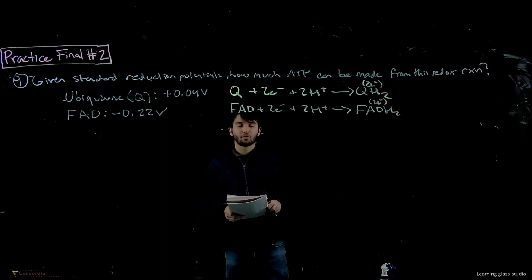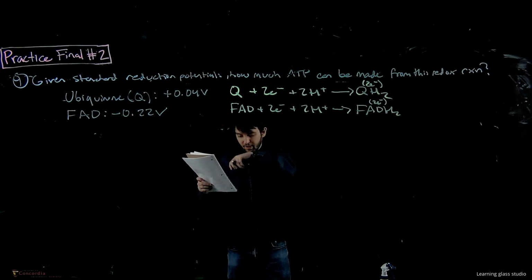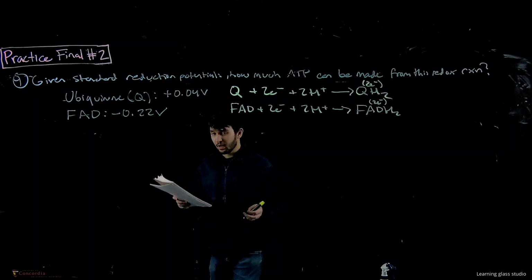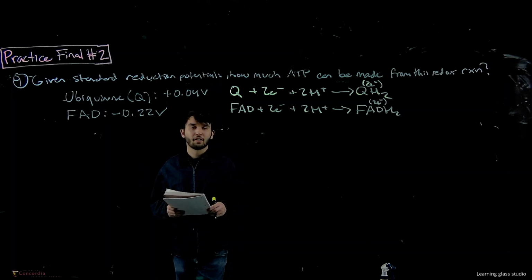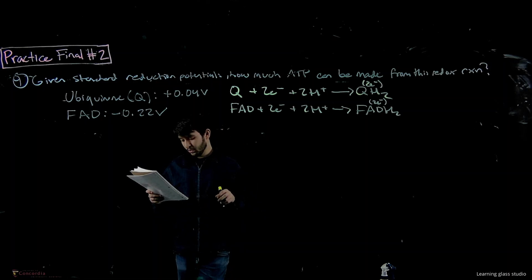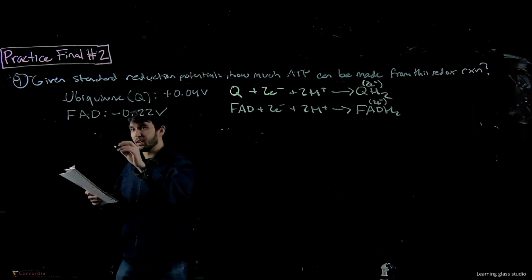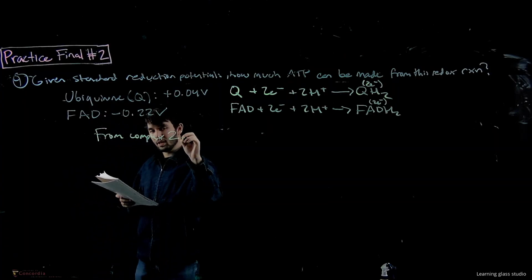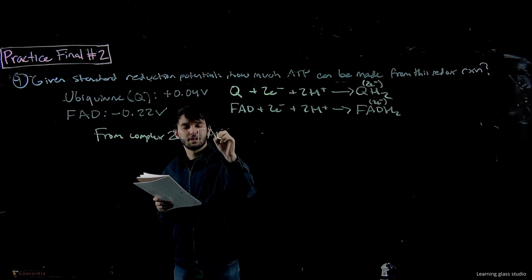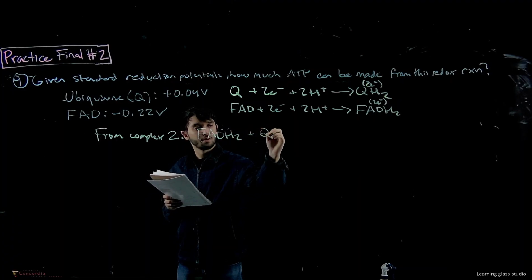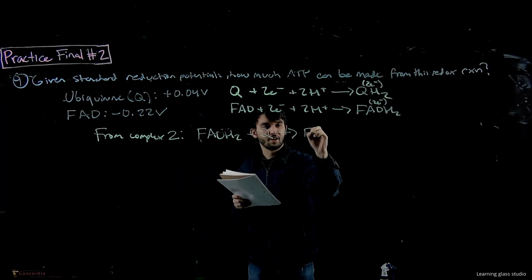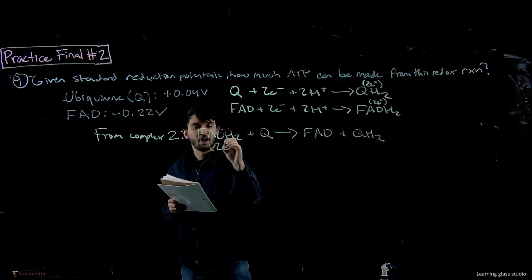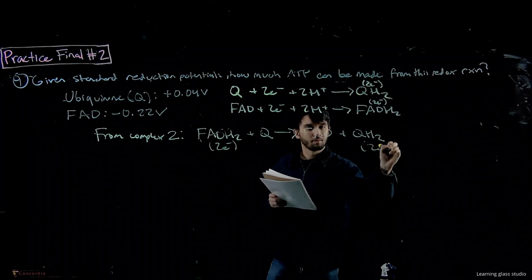However, one of these is going to be an oxidation reaction. The other will be a reduction reaction. And if you remember complex 2, FADH2 is going to be what's oxidized and Q is going to be reduced. So from complex 2, we know that we have FADH2 plus Q turns into FAD plus QH2. So the electrons are going to be passed from FADH2 to QH2. Okay?